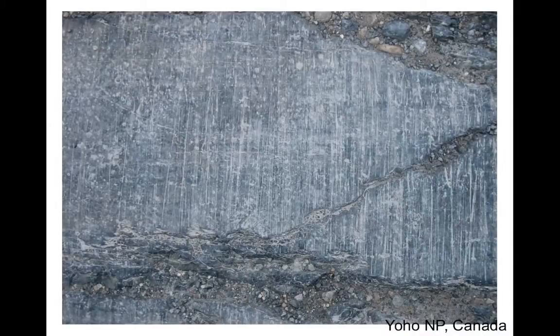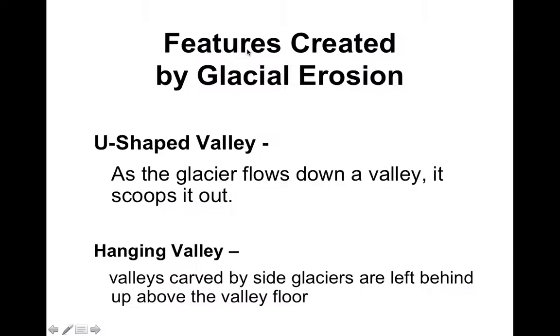So here's a picture of some striations. I was standing above this rock looking down on it, and that's how I took the picture. You can see these scratches, and they show what direction the ice was moving in. So you know it was either moving this way or it was moving this way.